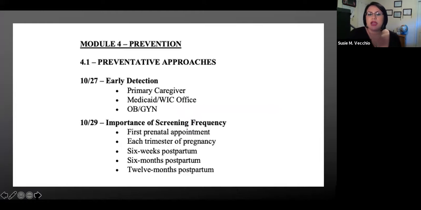So Postpartum Support International actually advises that there's screening that takes place at the first perinatal appointment and each subsequent trimester of pregnancy. And then at a 6-week postpartum visit, 6 months postpartum, and 12 months postpartum, because this can actually go on for up to 3 years after a woman has given birth.